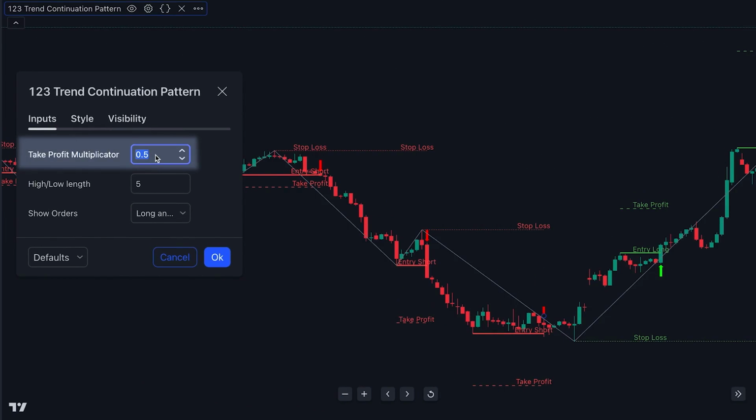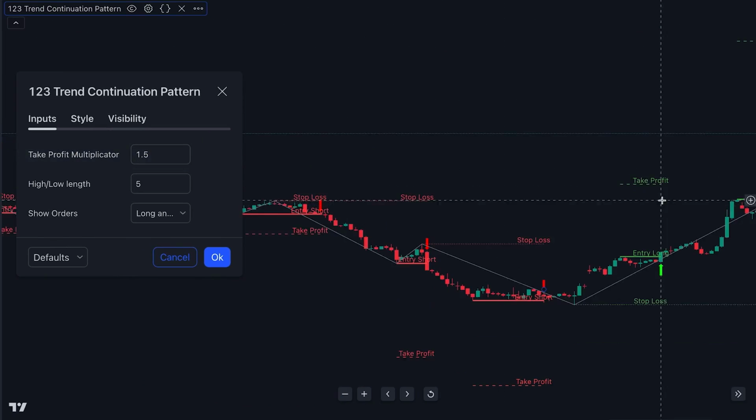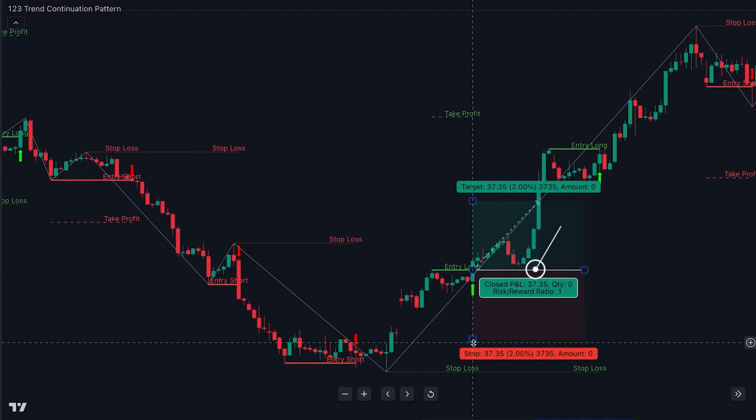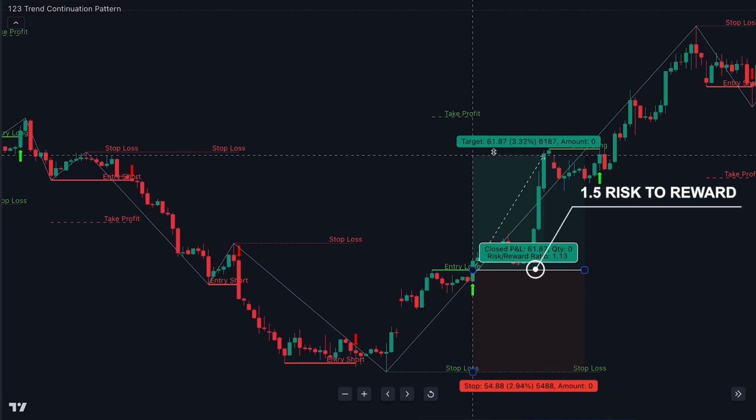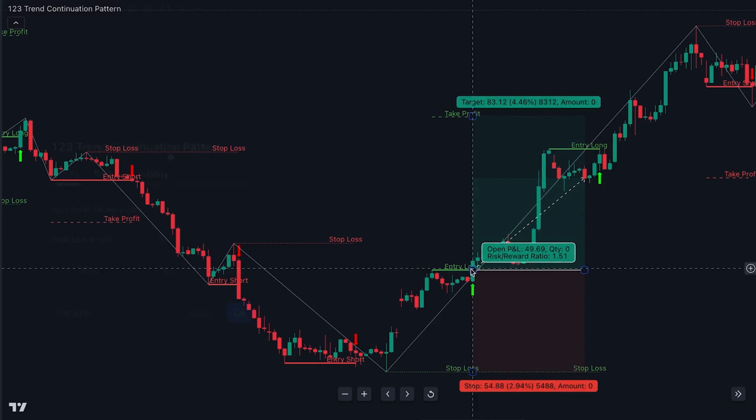So we can adjust this value to 1.5, and we can now see that the indicator plots trades with risk to rewards based on a 1.5 risk to reward ratio.